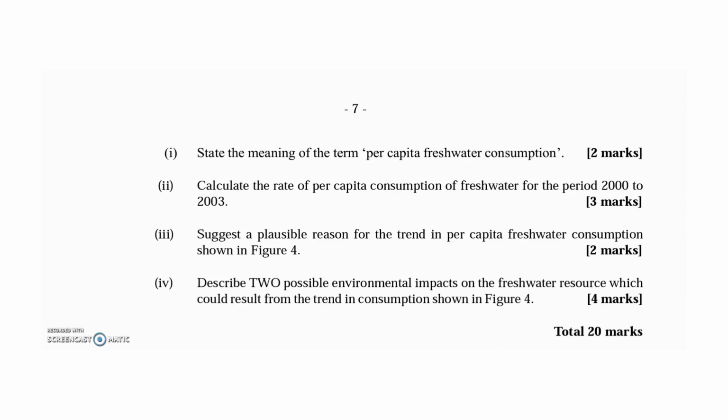State the meaning of the term per capita freshwater consumption. Now, per capita freshwater consumption is a term which refers to the amount of water which is consumed per person on average, fresh water that is, often conceptualized within a period of 1 year.